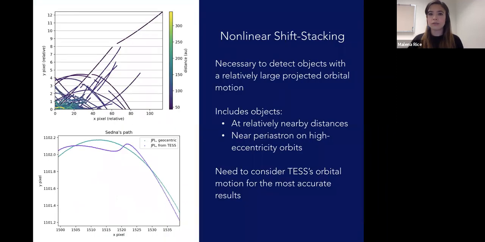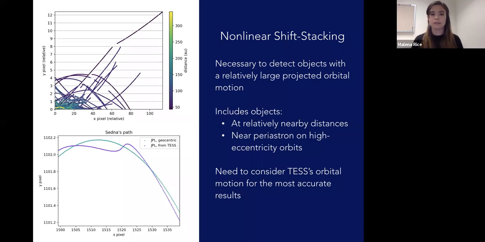A shift stacking search for dim nearby objects like interstellar objects is going to require nonlinear shift stacking. So you can't just do a linear search the way that we have been in this initial survey. This is something that I have actually been working on. I developed a program that converts directly from orbital elements to the sky projected locations of objects as viewed by the TESS spacecraft.